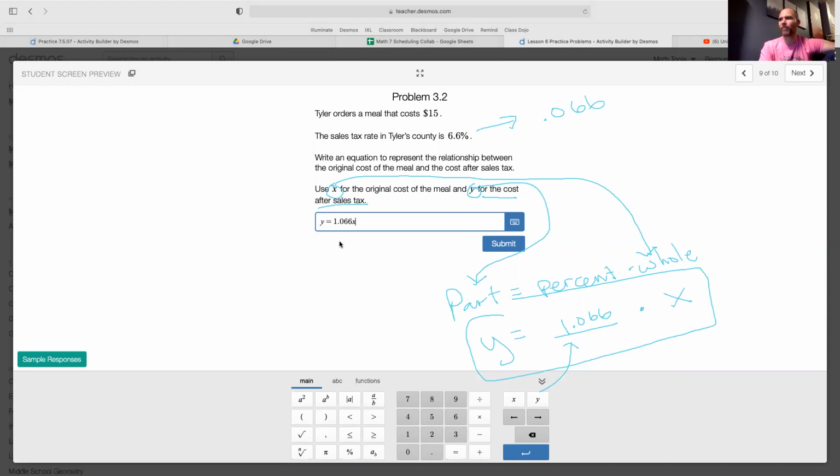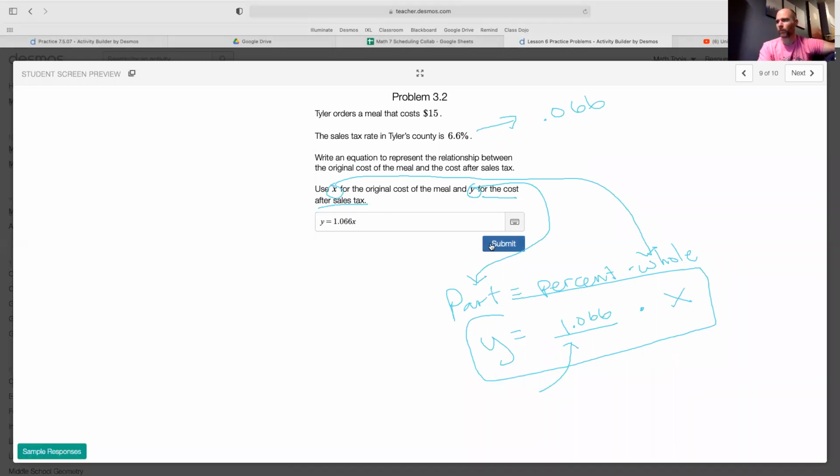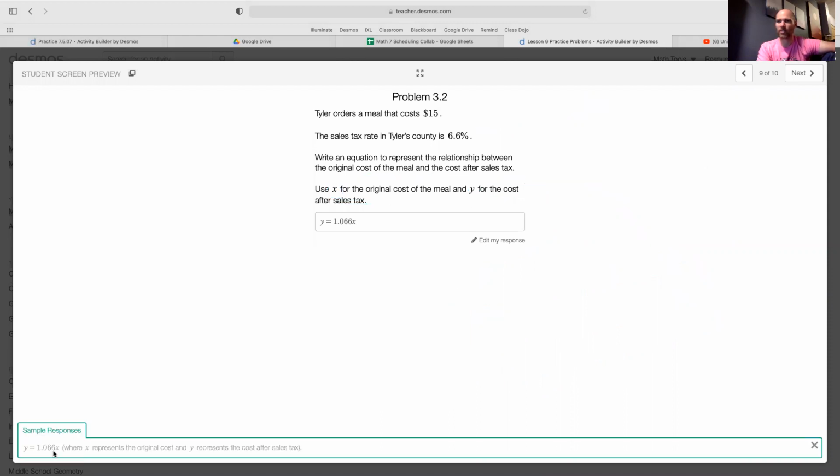That's how I would write it. Let's see if it says it's right. No, it's not going to tell me. Pretty sure it's right. Oh, you know what? We can check the answers down here. Let's see what Desmos says it should be. Yep, y equals 1.066x.